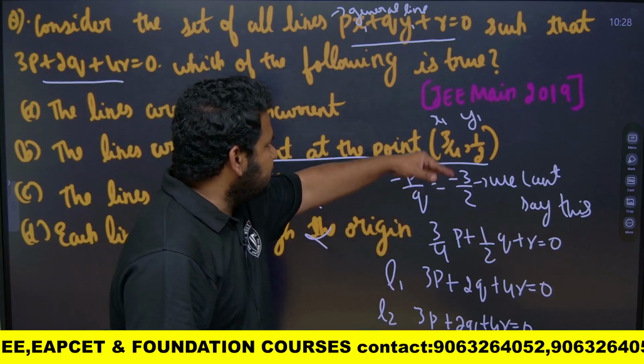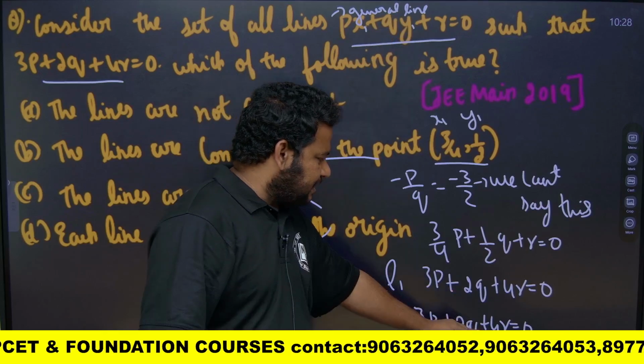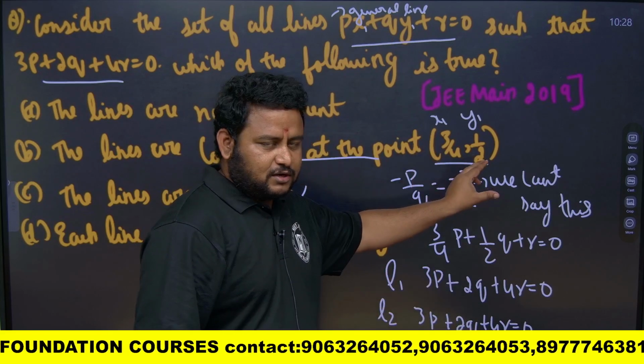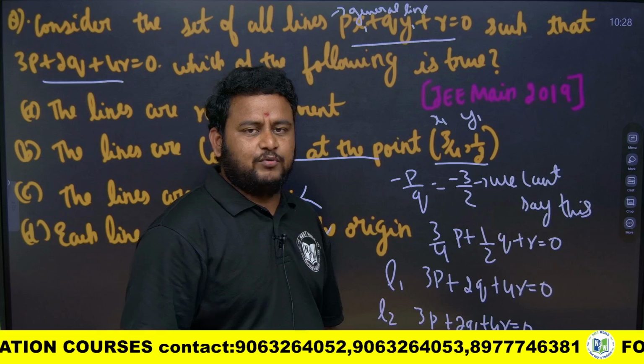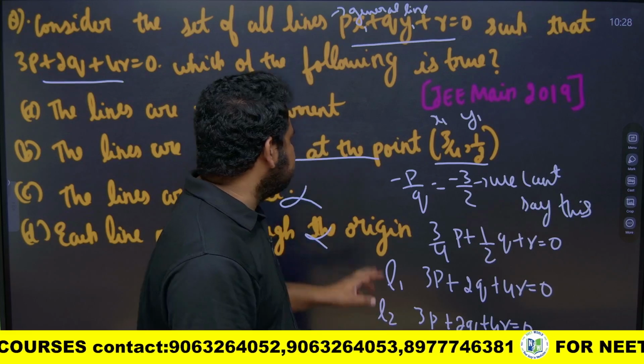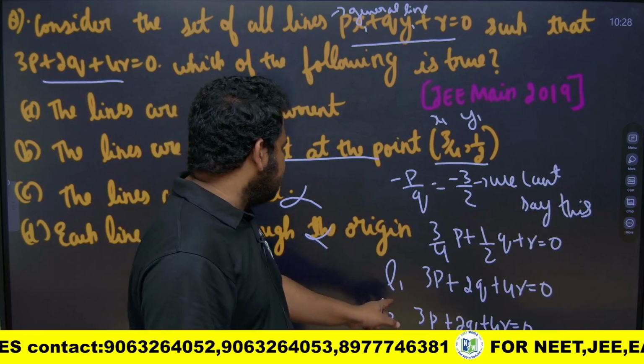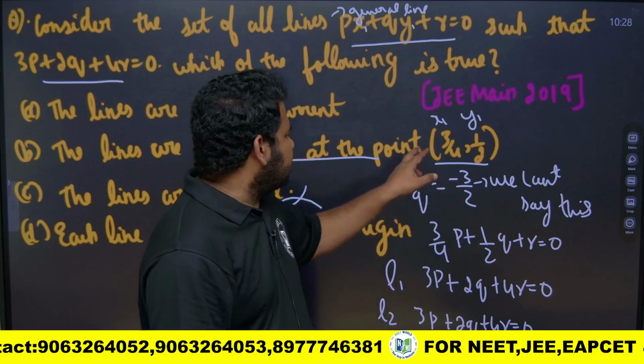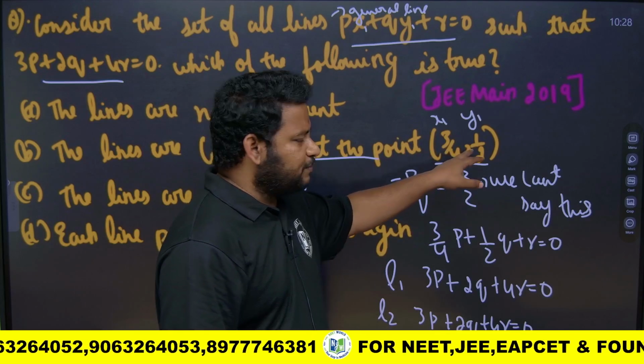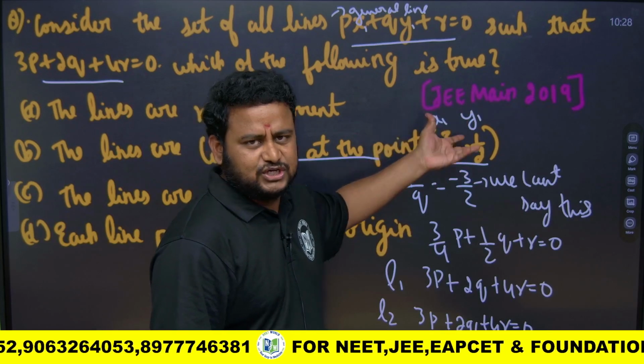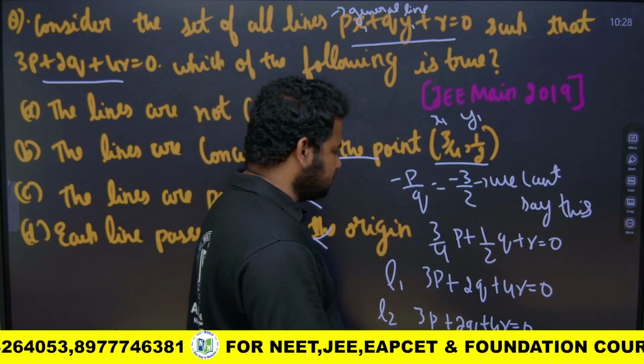So if I put the values here, at the same point we are getting the same line. That is, they are meeting at the same point, that is 3 by 4, 1 by 2. That means L1 and L2 are concurrent to each other, concurrent at the point 3 by 4, 1 by 2. This is the point of concurrency or intersection, you can say. Got it? So this is how this question is solved. Very simple question.